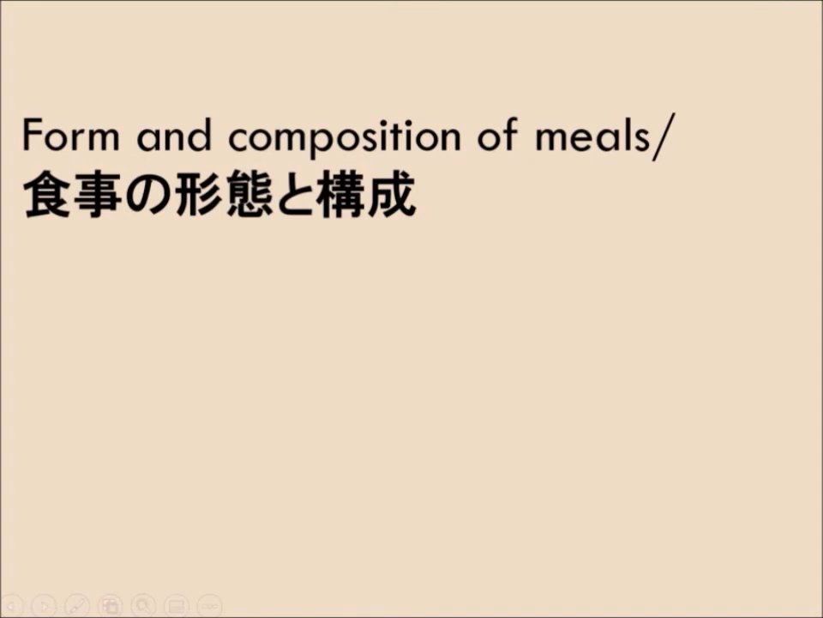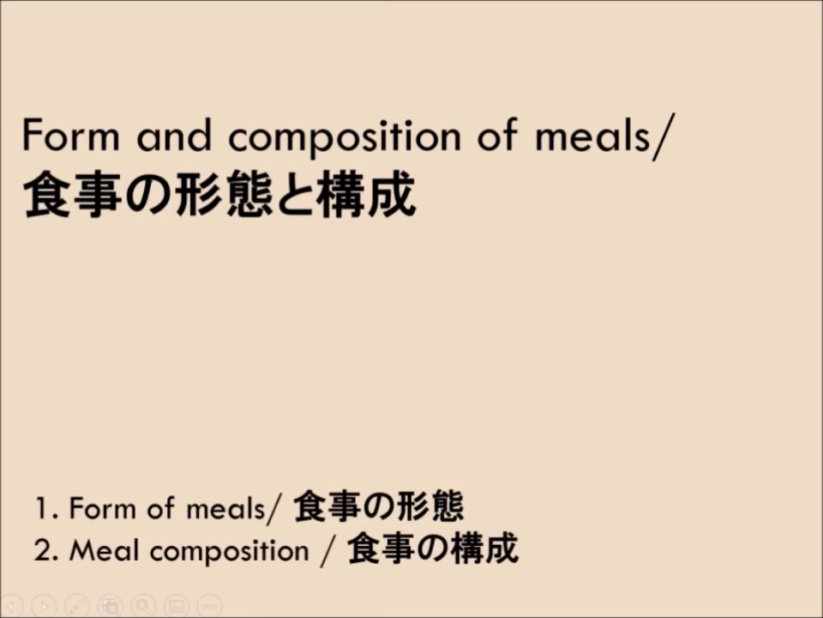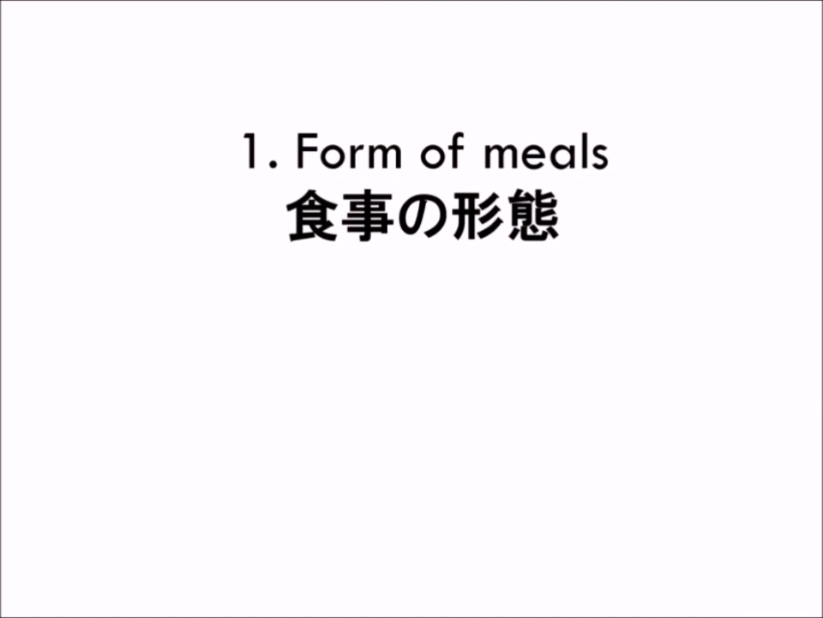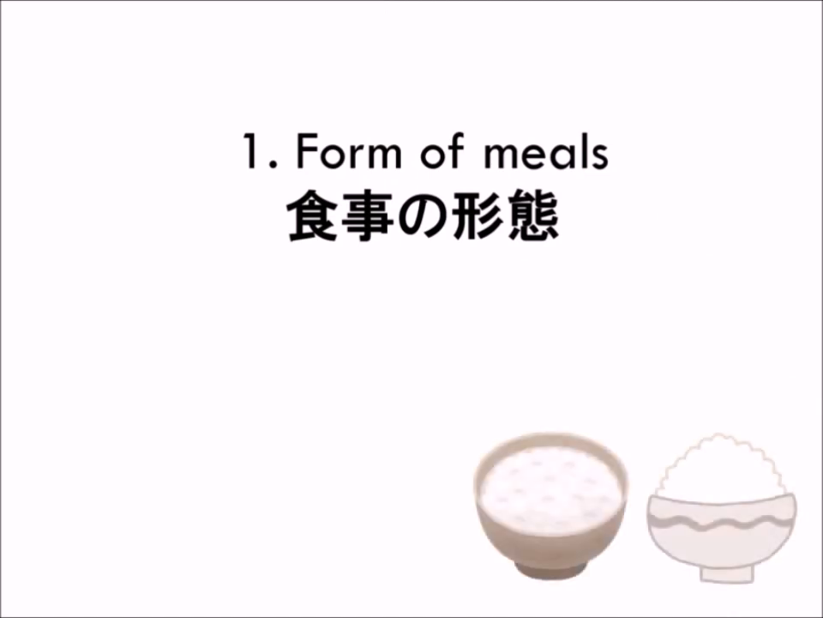Fifth chapter is Form and Composition of Meals. There are 3 sections. 1. Form of meals. 2. Meal composition. 3. Meal arrangement. 1. Form of meals.